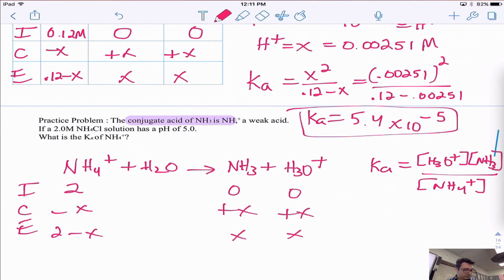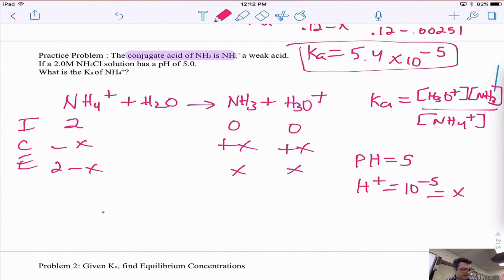Well, they give me the pH again. pH equals 5. H plus then is 10 to the negative fifth. So now I know what my x is. I can plug that in: 10 to the negative fifth over 2 minus 10 to the negative fifth.